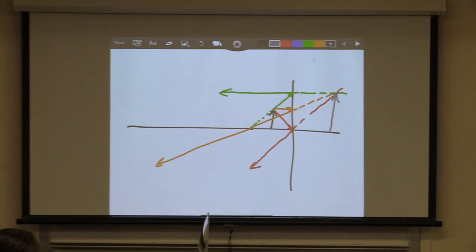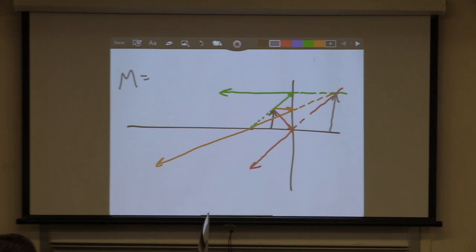And what else is true about that image? Not only is it right side up, it's bigger, it's much bigger. We say that it is magnified. The magnification of an object is equal to the ratio of the image height and the object height.